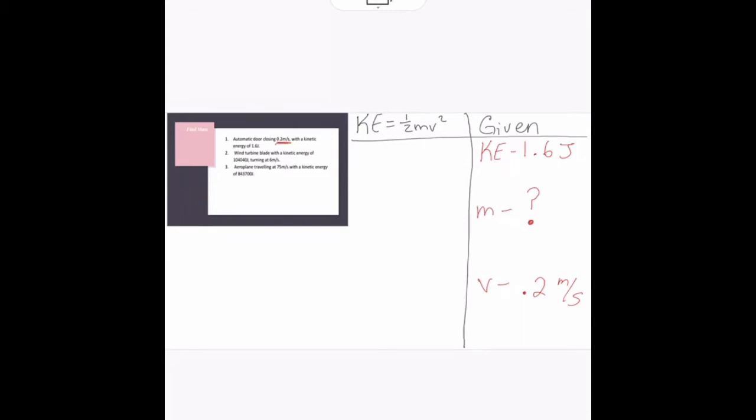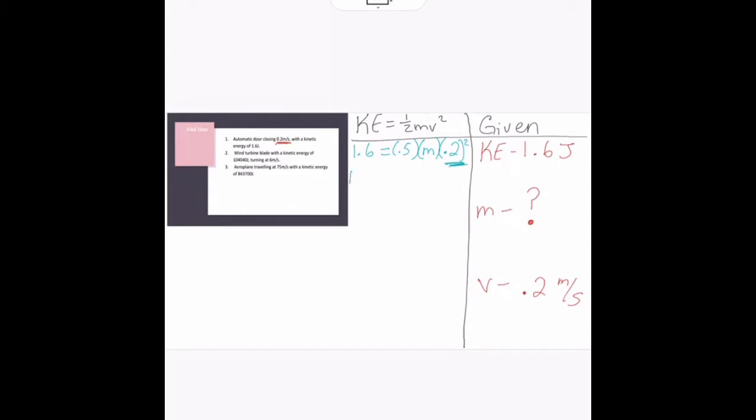I'm gonna change colors because I feel like it. Okay, so anyway, our joules, we have 1.6 equals, we're gonna go ahead and change that to 0.5 times mass, we don't know what that is yet. And then we have 0.2 squared. Just like before, we're gonna go ahead and solve right here for our 0.2. So 0.2 squared is 0.04.